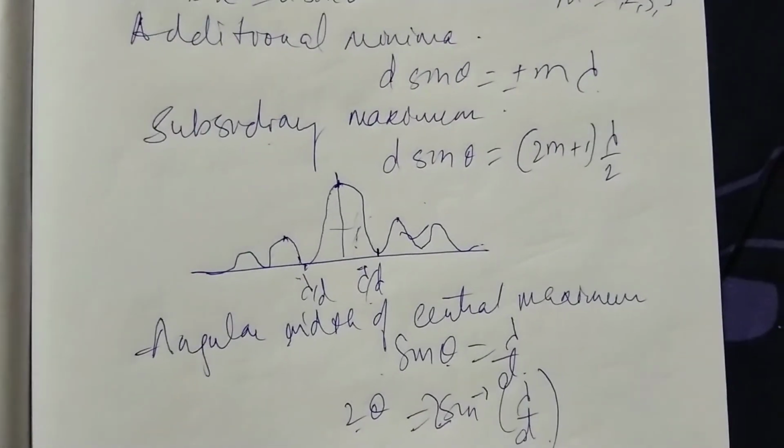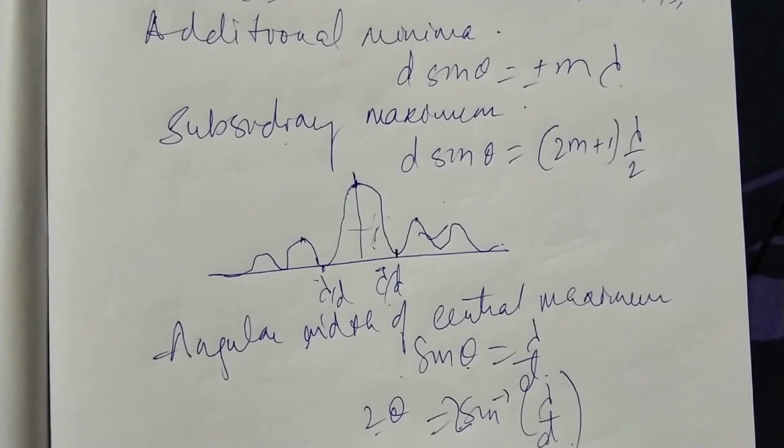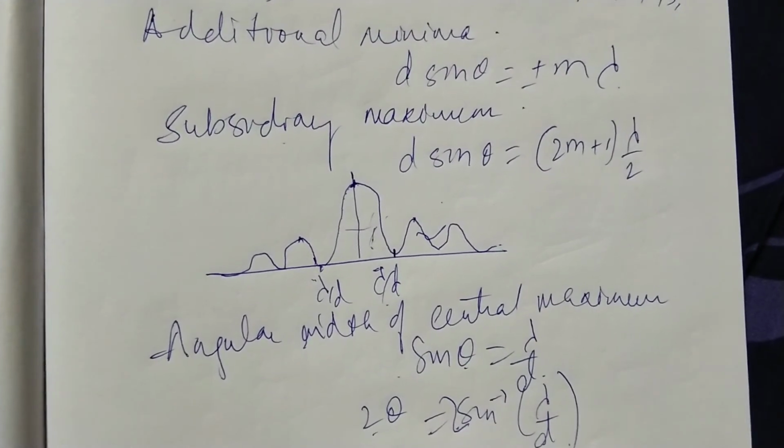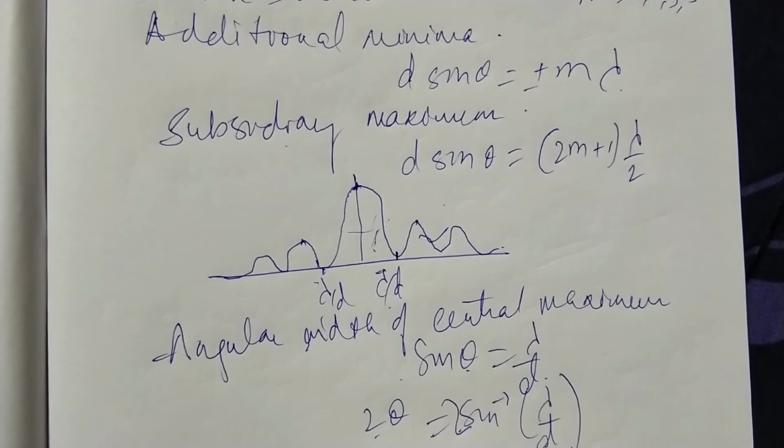Okay, so there are some questions. If we use white light, what will happen? If the slit is illuminated by white light, then the diffraction pattern consists of a central white band with a few colored bands all over.